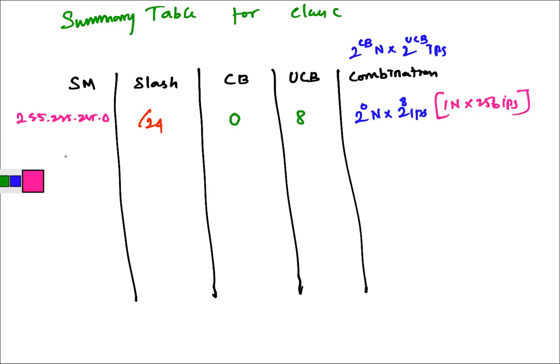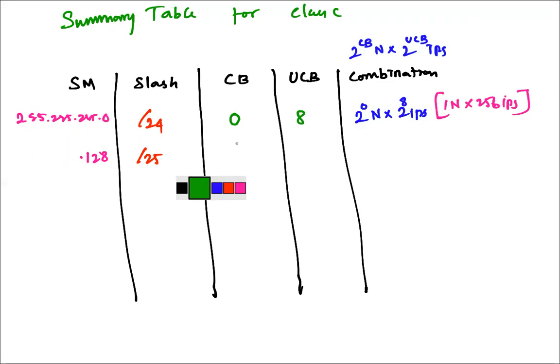Now what is the next step? Next we have the same 255, 255, 255 dot 128. Sorry, 128. This 0 has been changed to 128. Now what is the slash notation? Slash 25. Can you understand why it is slash 25? Because here 8 ones, here 8 ones, here 8 ones, and here only 1 followed by 7 zeros, correct? So slash 25. Can you understand how we got slash 25?